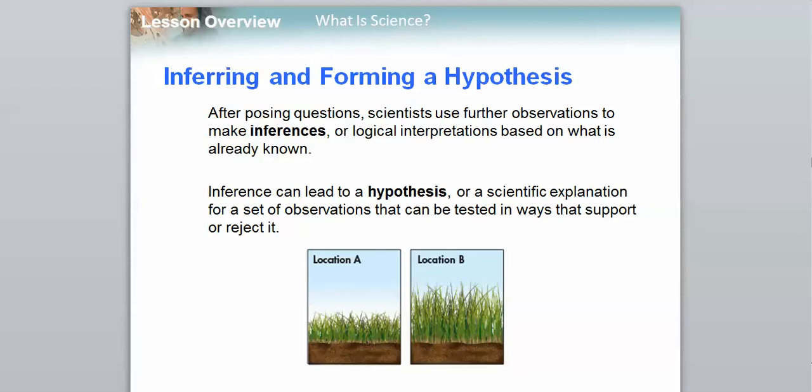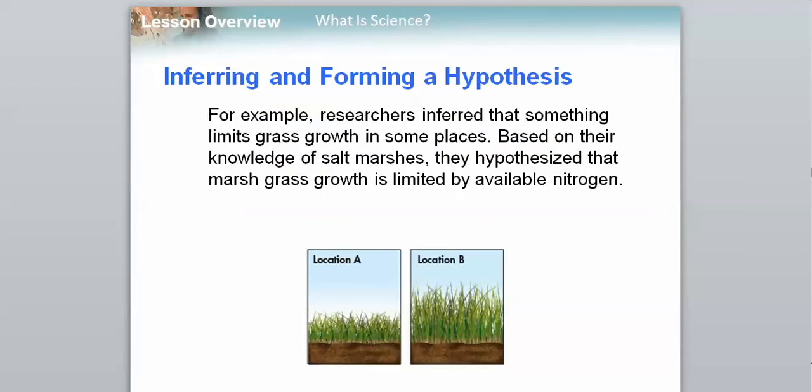After we have formed our hypothesis, we're going to stick with our example here, the marsh grass. Our researchers inferred that something limited grass growth in some places. There had to be a reason why A was shorter than B, so they inferred that there was something there that made that change. Based on their knowledge, they hypothesized that marsh grass growth is limited by available nitrogen. Another good way to tell the difference between an inference and a hypothesis is that a hypothesis is much more specific.